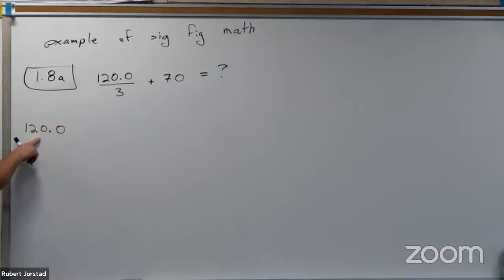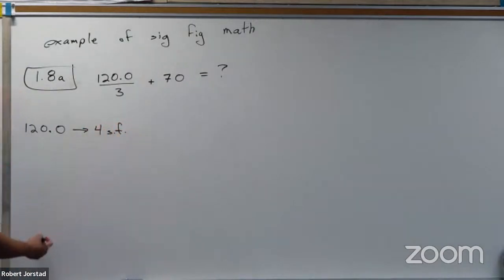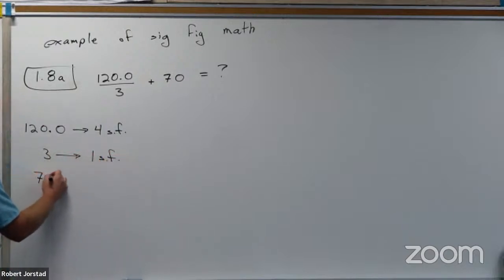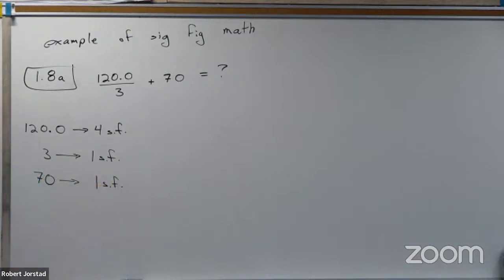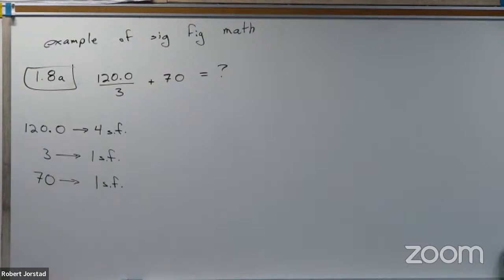How many sig figs does 120 have? 4. 4 sig figs, just like the last one, right? How about 3? 1. Exactly. How about 70? 1. Okay, so now what I want to do is use the rules at the top of page 6 to go through and do this operation.